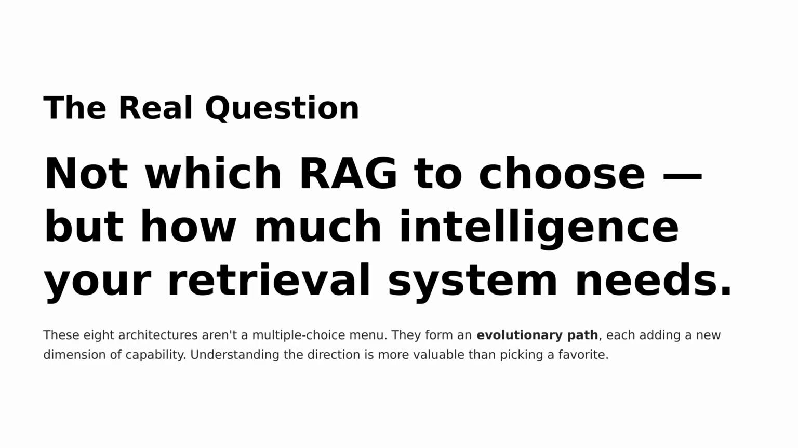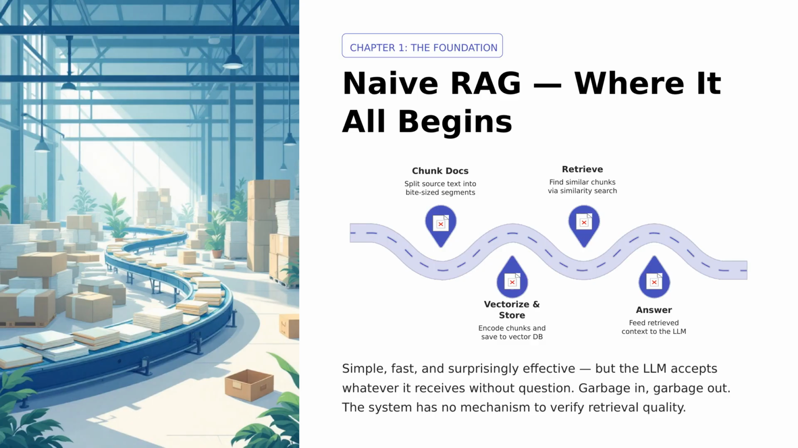As we explore retrieval systems, the real question isn't about selecting a specific RAG model, but rather understanding the level of intelligence your system requires. The 8 architectures we've examined aren't just options on a menu. They represent an evolutionary journey, each enhancing the system's capabilities. Instead of focusing on a single choice, it's crucial to grasp the overall direction and potential of these advancements.